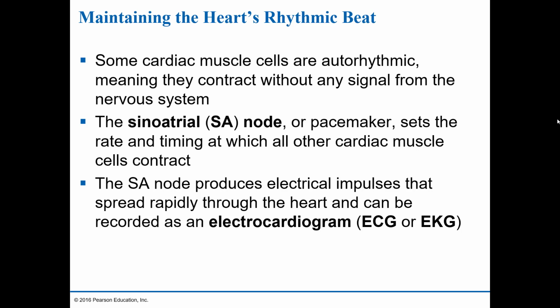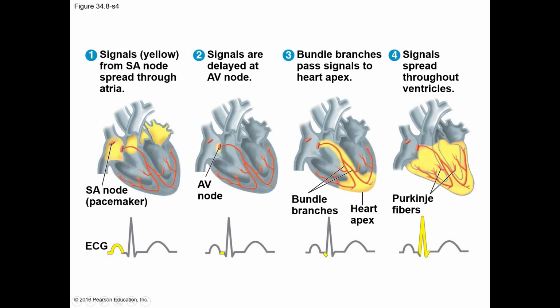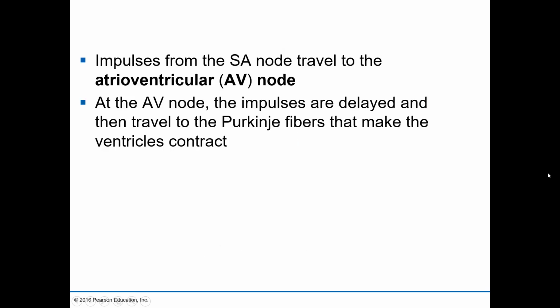That sinoatrial node produces electrical impulses that spread rapidly to the heart and can be recorded as an electrocardiogram. So when you go and you get an EKG or an ECG, they are checking to see how your valves are working properly, how your heart is working properly. And the ECG is measuring many different things based on where the signal and where the contraction and the relaxation is happening. Impulses from the SA node travel to the atrioventricular node, the AV node, and then that causes the ventricles to contract.